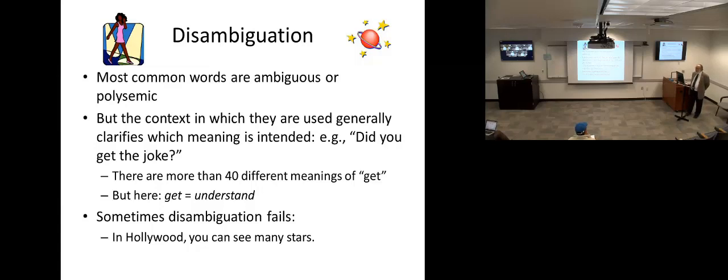But then you can have sentences like the one at the bottom of the slide in which the ambiguity isn't quite resolved. It says, in Hollywood you can see many stars. Well, is it the movie stars or is it the stars in the sky? It could be either one. So that's an example in which the disambiguation basically didn't quite succeed. It didn't go all the way.